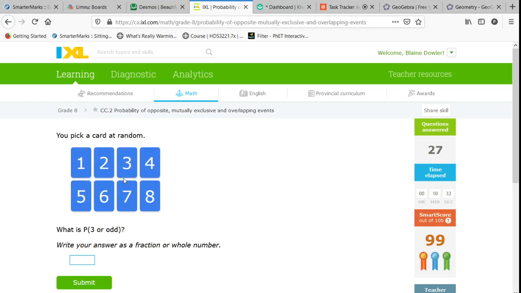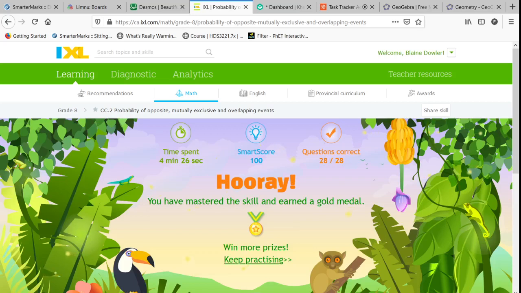Finally, that you get 3 or odd, because 3 is odd. We just have to worry about the odd category. That's 4 to 6 or 1/2. And that concludes the solutions based on 8CC2.